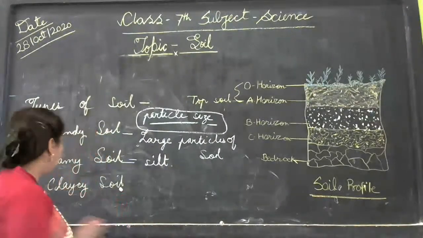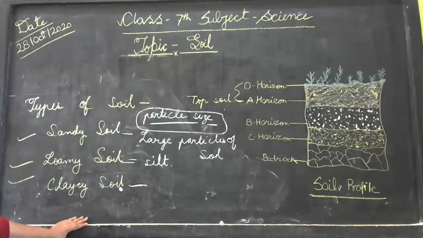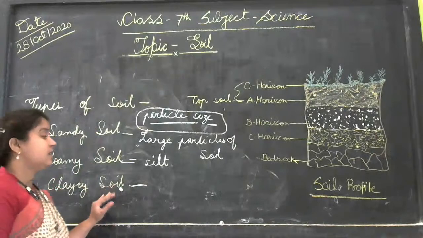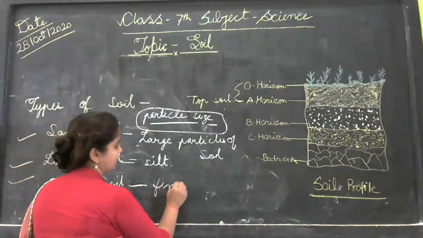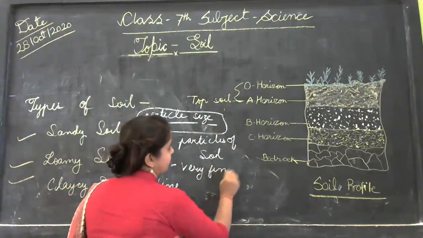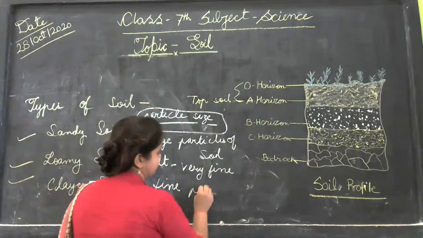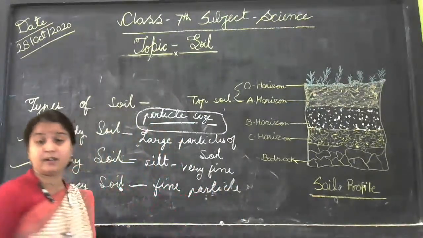Okay, now it comes to the clay soil. What are the properties of this clay soil? This clay soil consists of fine particles. Okay, what kind of particles are here? Very fine, but what is present here? Fine particles are present in the soil. Clear? So these are the three types of soil.